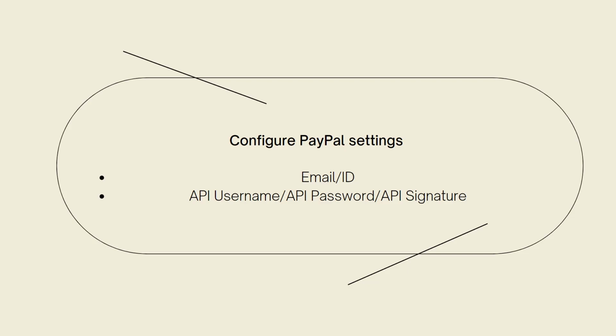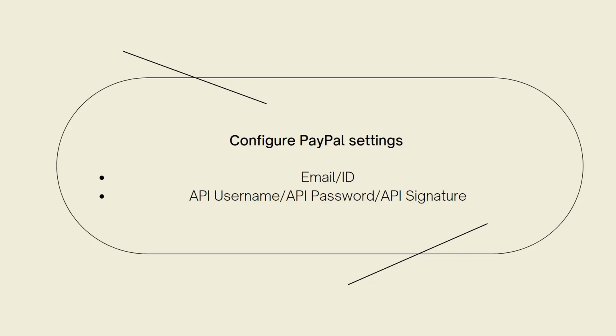Then for the API username, API password and API signature, to obtain these details, log into your PayPal business account, then go to the PayPal developer website. You can just go ahead and search for developer.paypal.com. After that, navigate to My Apps and Credentials. Then click on Sandbox or Live credentials. Create or use an existing API application and copy the API credentials.